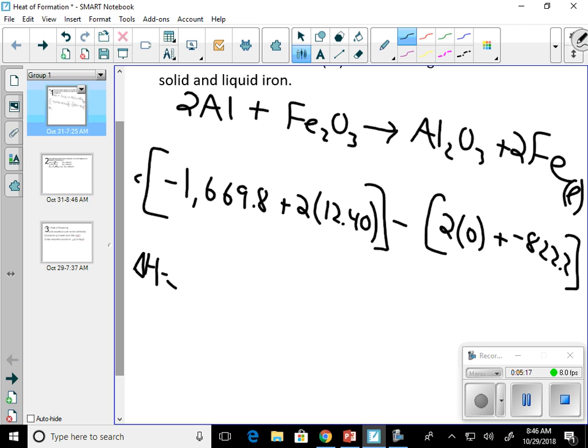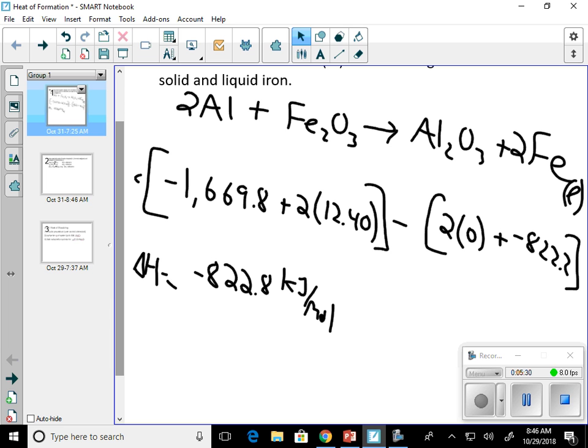My delta H for that reaction is negative 822.8 kilojoules per mole. So this is the first type of calculation I needed to go over.